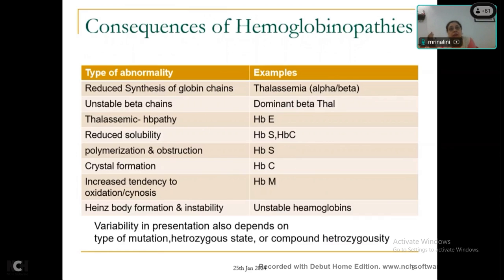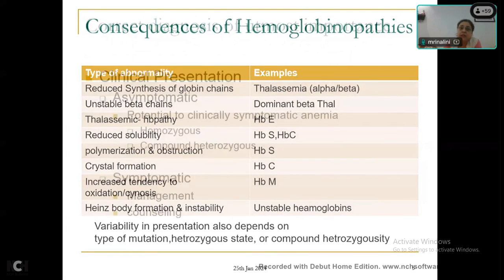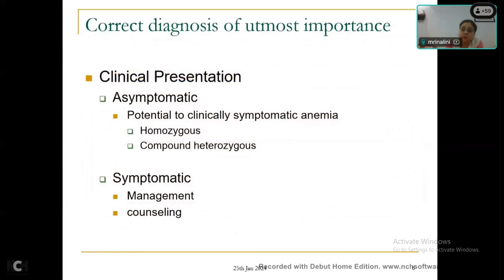And then you can have a patient with a hemolytic anemia and you will not be able to diagnose it, and it is also not very easily picked up on an HPLC. But if you see a retic preparation, you will see that there are Heinz bodies which are formed, and it could be a case of an unstable hemoglobin. So there can be so many types of presentations of a hemoglobinopathy. So the correct diagnosis is of utmost importance.